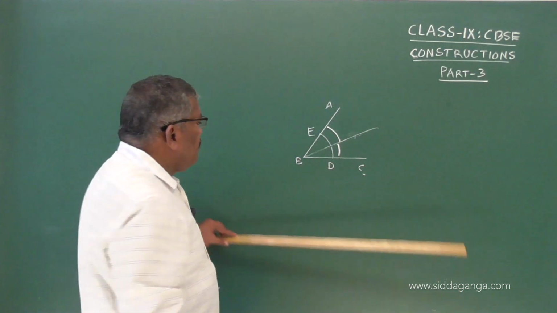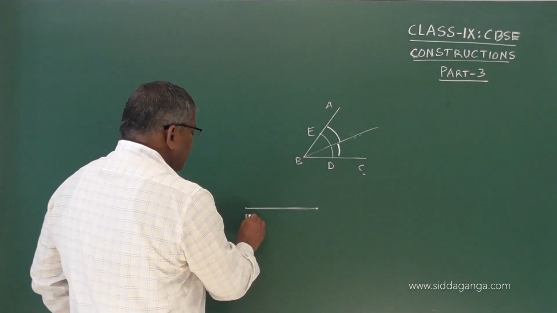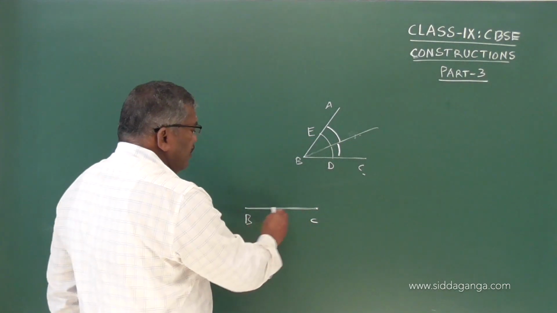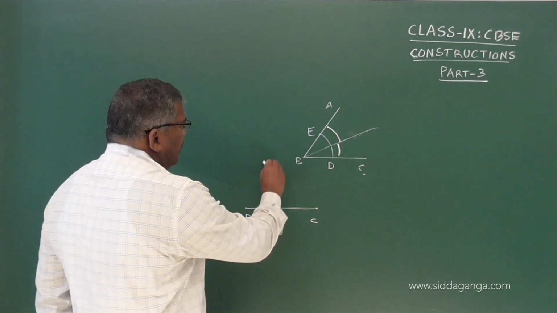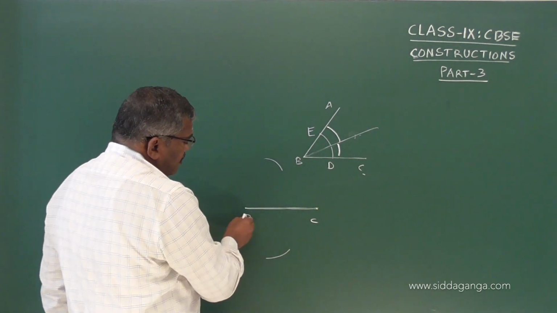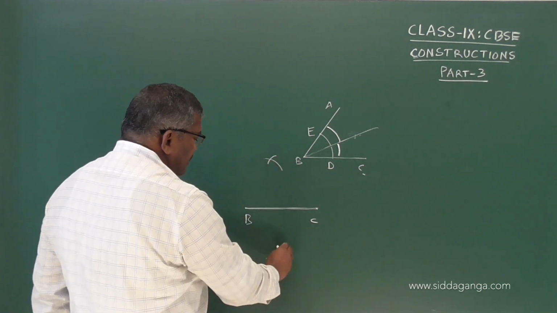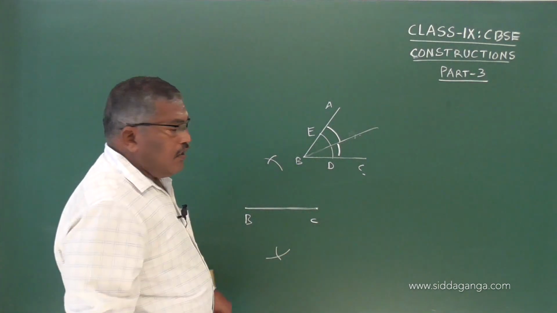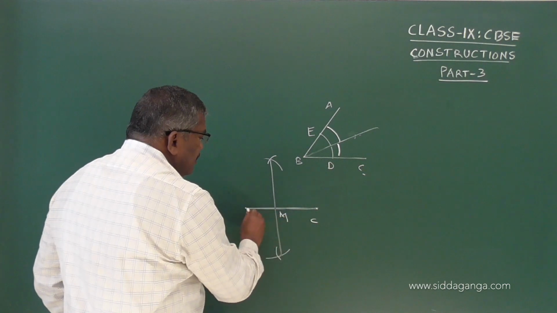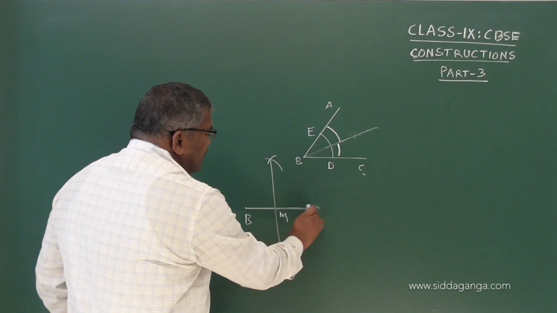So next thing whatever we have learnt is, suppose a line BC is given, and we want to divide it. With more than half of the radius, we will cut an arc at the top and an arc at the bottom with B as center, and with C as center, with the same radius, we will cut those two earlier arcs, and we will join them. So if I call this M, this BM is equal to MC.